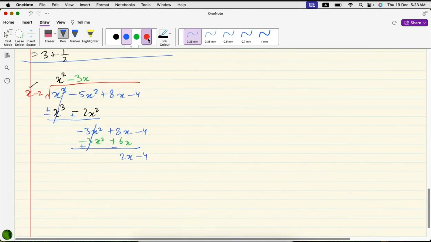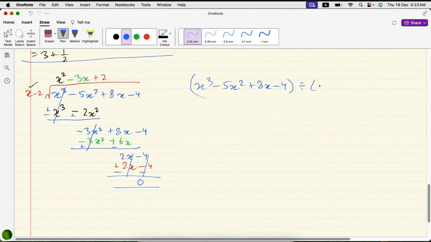Now looking at the first one again, in order to get 2x, I'm multiplying with 2. So x into 2 is 2x, minus 2 into 2 is minus 4, and then we change the signs, subtract them, 0. So the polynomial x cube minus 5x square plus 8x minus 4, when divided by x minus 2, leaves an answer of x square minus 3x plus 2 and no remainder.